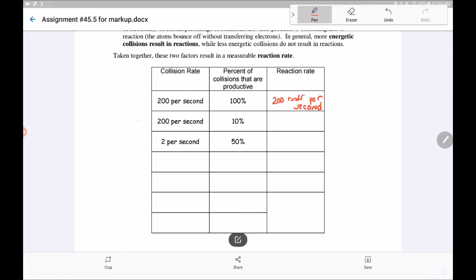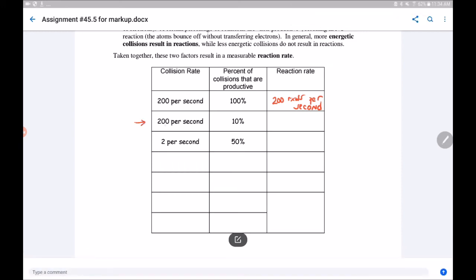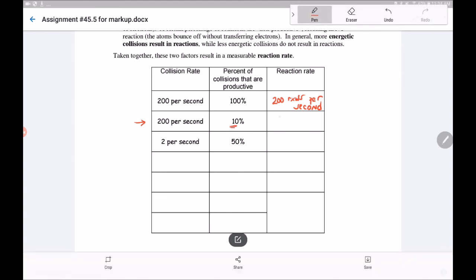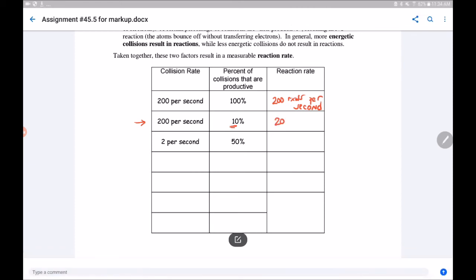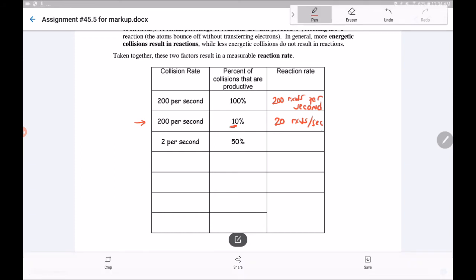The second line here asks you to imagine now, what if it was the same collision rate, but only 10% were productive? So that would mean 90% of the time the atoms or ions just bounce off, no reaction. This will slow the reaction rate down to 20 reactions per second. That should make sense to you mathematically. 10% of 200 is 20. So 180 collisions occur per second with no reaction.